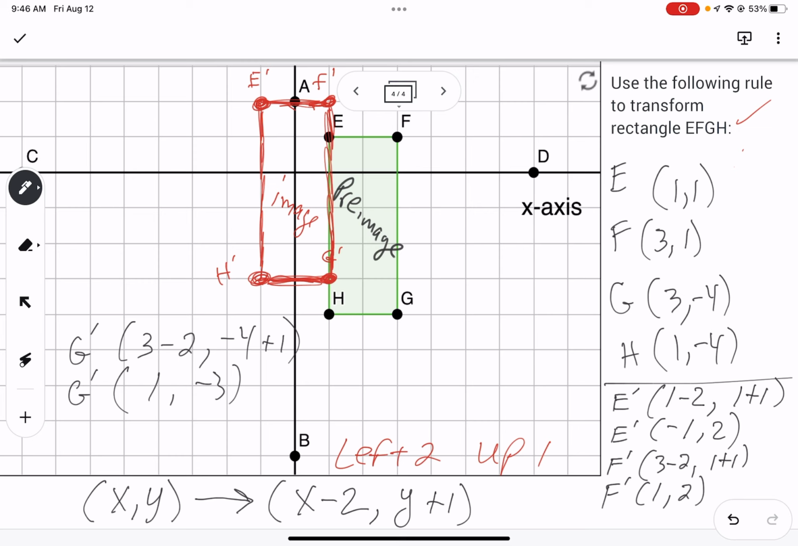For H prime, 1 minus 2 and -4 plus 1. My resulting H prime is supposed to be (-1, -3). Origin, -1, -1, 2, 3. Voila, beautiful, absolutely beautiful, and we are done.